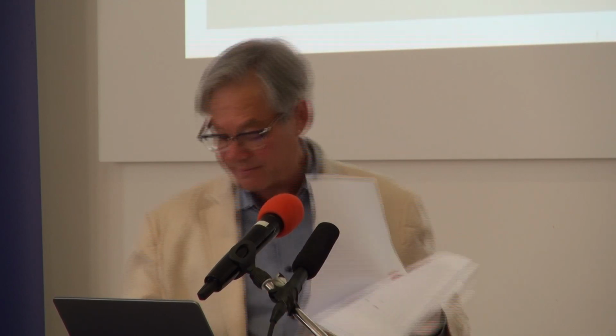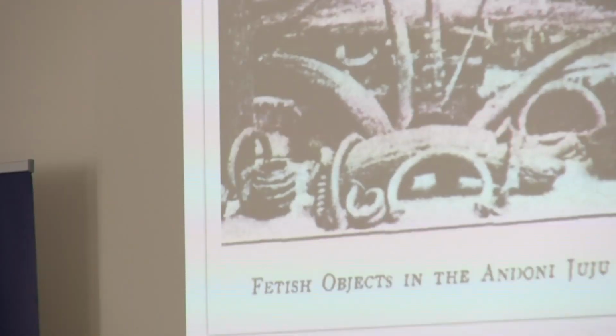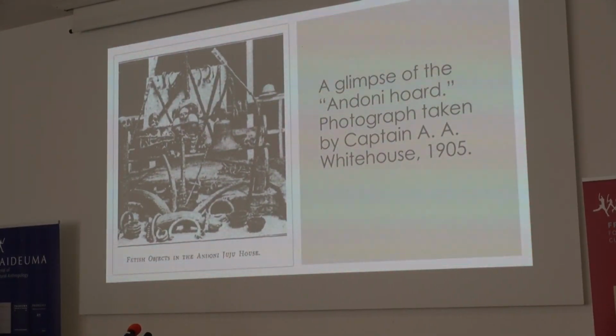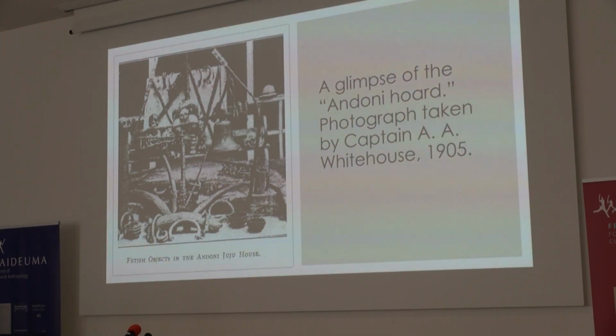And so let me show you this image that he himself published in this 1905 article. So, fetish objects in the Andoni Juju house. And it's really interesting because the one thing I'm not clear about is whether this iconic representation of colonial authority is also in the shrine as a way of acquiring that power, the way that you find carvings of colonial officers inside shrines, or whether it was Whitehouse's statement of subjugation. Here's the conquest, kind of a Theodore Roosevelt move.